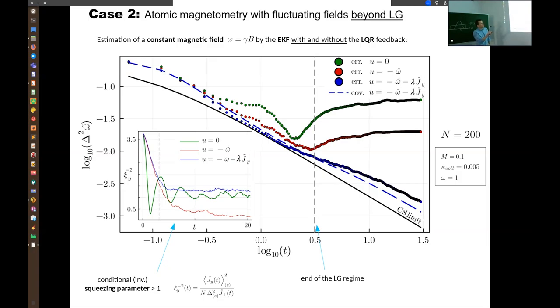If I don't do feedback at all, sure, things rotate. So I get oscillations that converge to one. At the end, I get an incoherent state. If I do this naive feedback compensating the field, it is even worse. Very quickly, I get a completely separable state. But now, if I do the control properly, I maintain squeezing above one. So actually, at long times, the system keeps being squeezed. Okay, and what is interesting in this, and this we were not expecting.